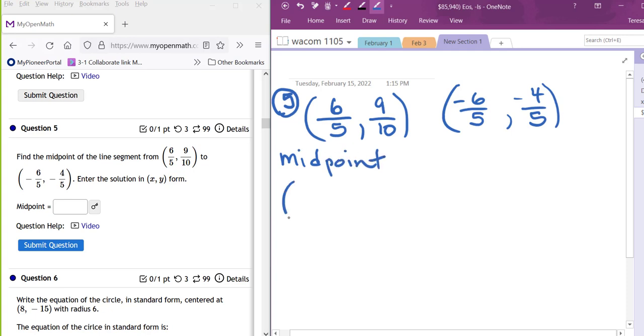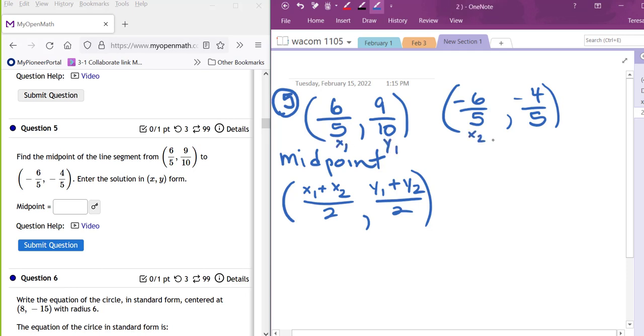Can write our formula. Average of the x's and the average of the y's. And we'll call this x1, y1, x2, y2, and we'll plug in. So for my x's, this one works out nice. When you do 6/5 and -6/5, that gives you 0. So we get 0 over 2, which is going to be a 0.